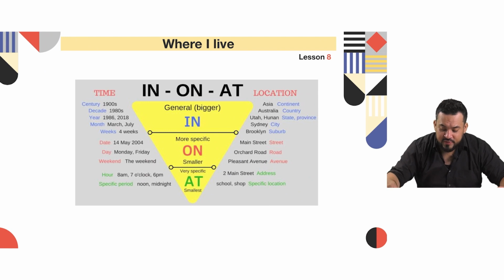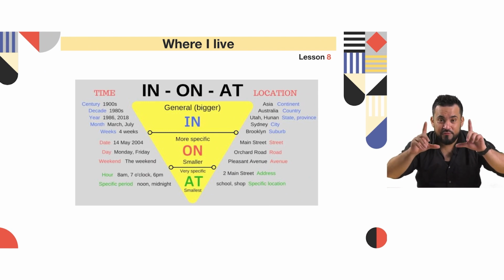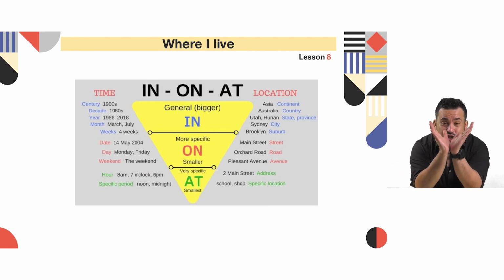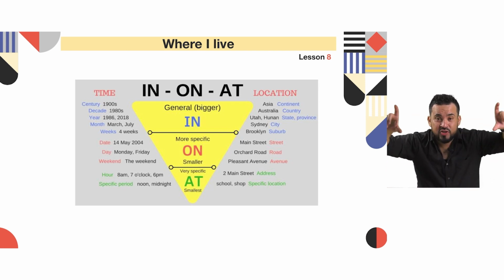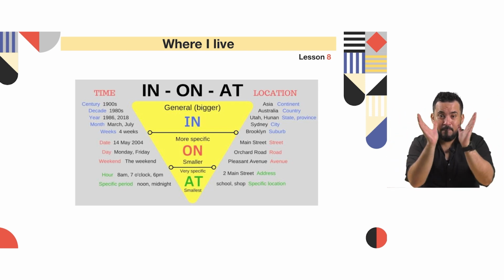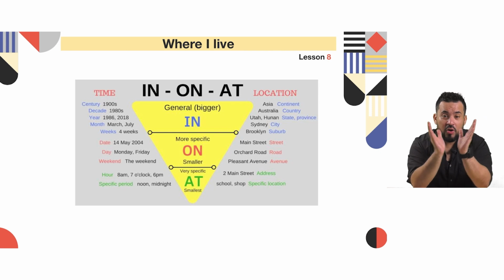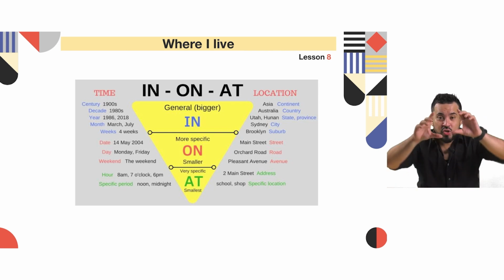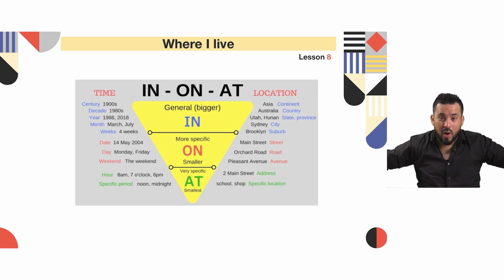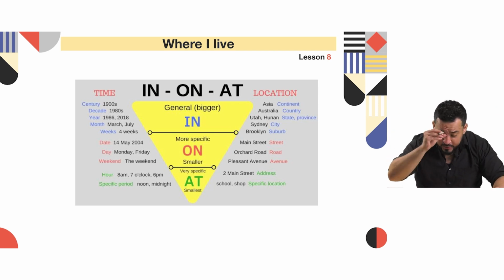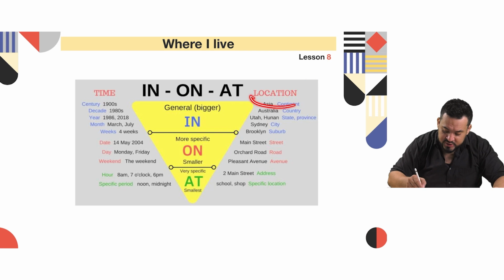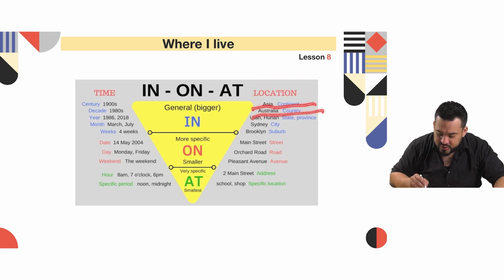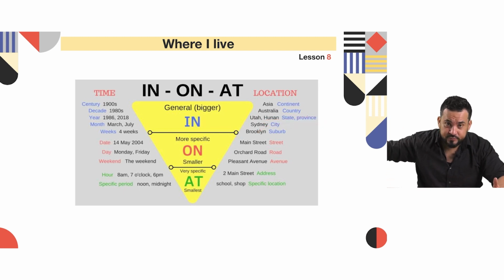Okay, to understand the prepositions better, we have to envision a triangle. The biggest part of the triangle is "in", the middle part of the triangle is "on", and the smallest tip of the triangle is "at". So "in" is used to describe wider things. We're talking about locations here. So "in", we use it to describe continents, countries, states, cities, bigger stuff.